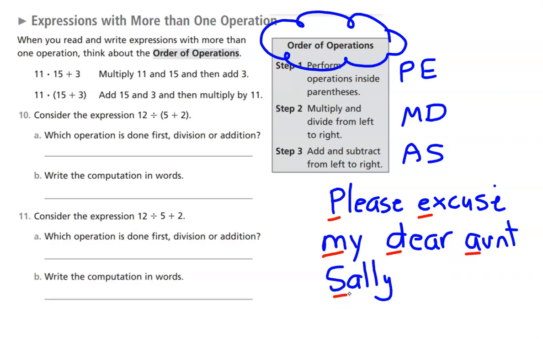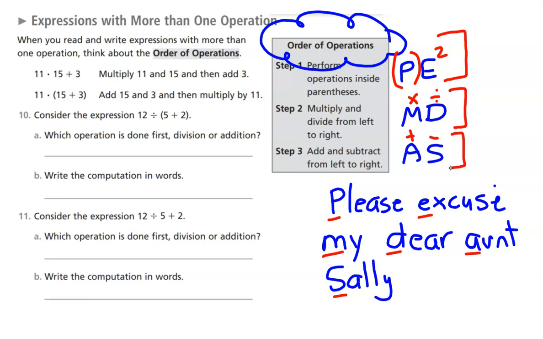It's just a way to help you remember parentheses, exponents, multiplication, division, addition, and subtraction. But just to make things a little bit more confusing, this is all done first from left to right. This is done second from left to right, and this is done third from left to right.